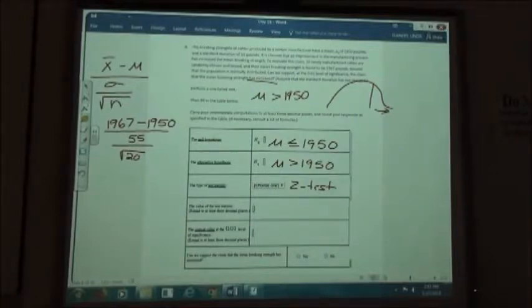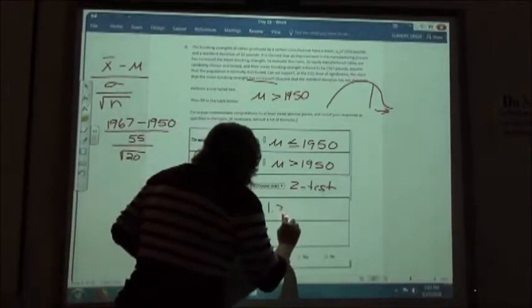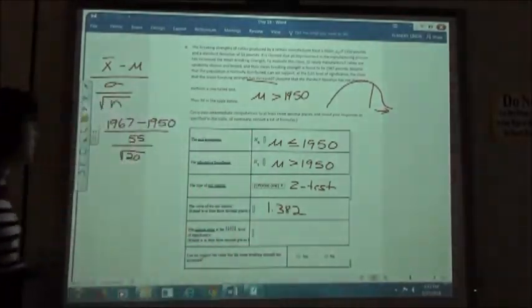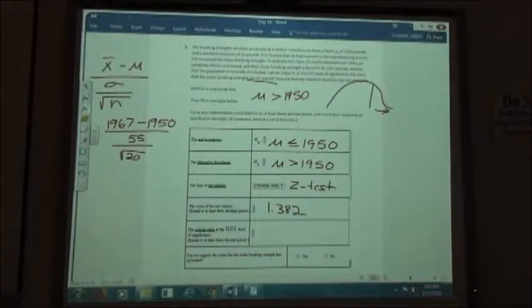So if I calculate that out, you can do it on your regular calculator or on the Alex calculator. 1.382 is going to be the value of our test statistic.